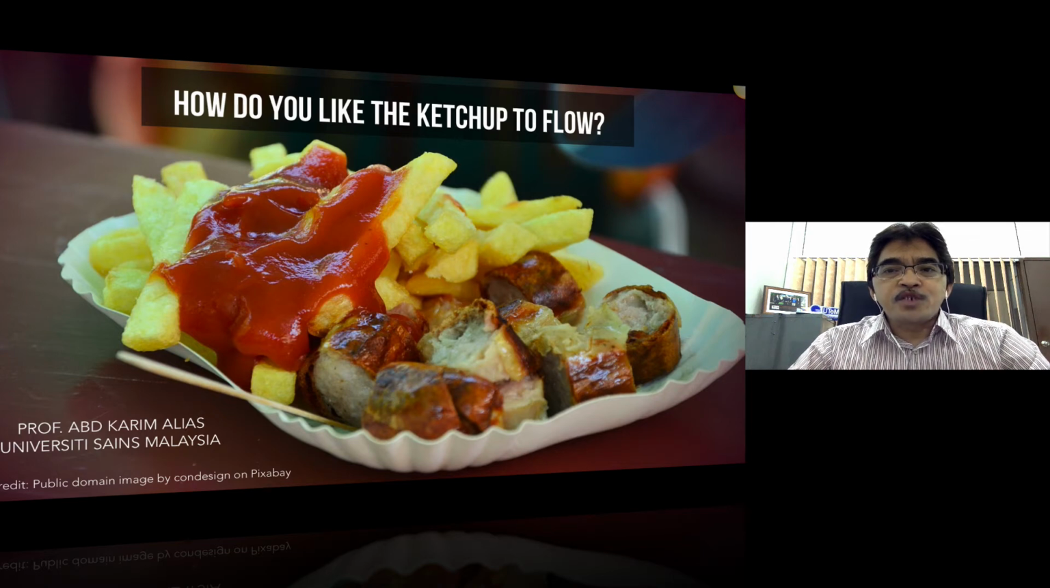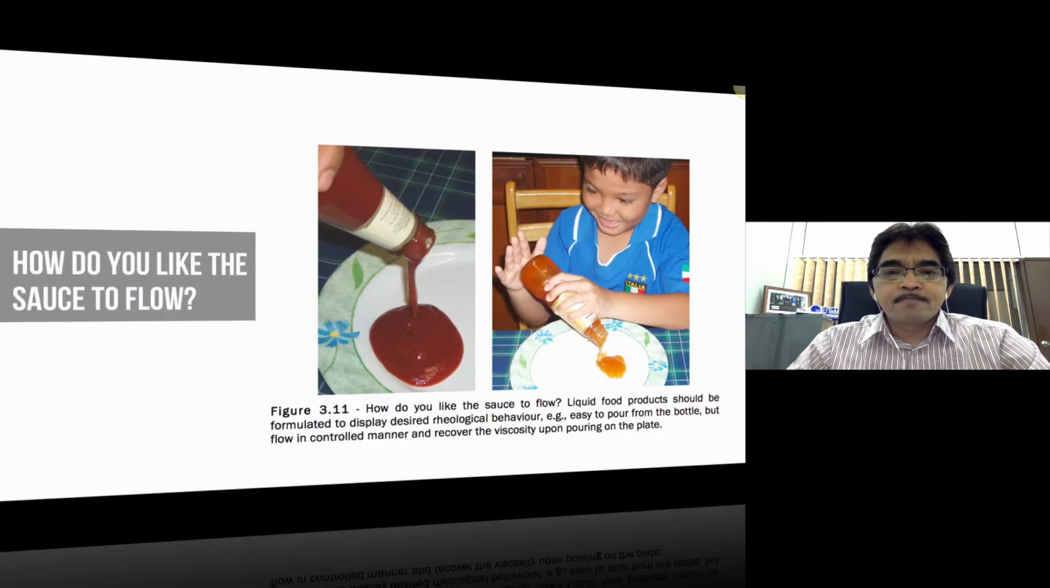How do you like the ketchup to flow, or how do you like the sauce to flow? In our daily life, we use the ketchup or the tomato ketchup, tomato sauce, or the chili sauce. We pour it on our plate or the food. So how do you actually like the sauce to flow?